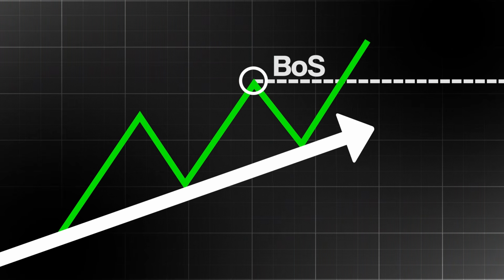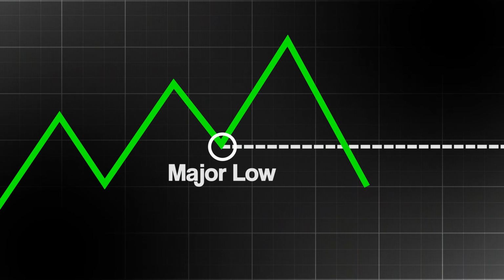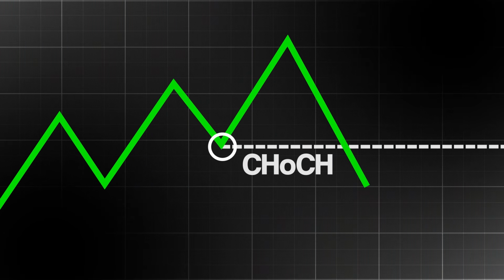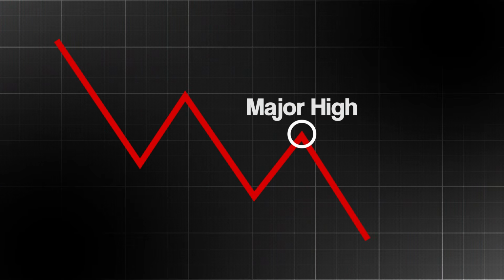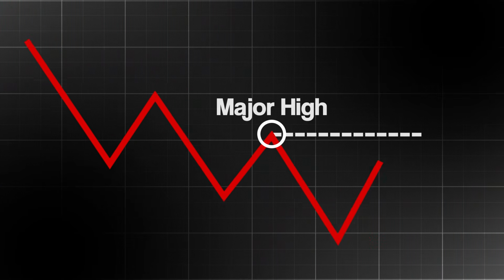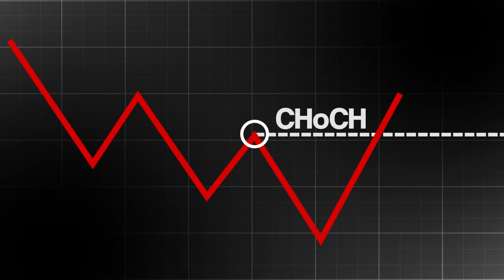That tells us the trend is continuing. But when price breaks the previous major low, that's called a change of character. And it signals that the trend may be reversing. The same logic applies in a downtrend. If price breaks the previous major high, that also creates a change of character. Now let's move to the chart and see this in action.